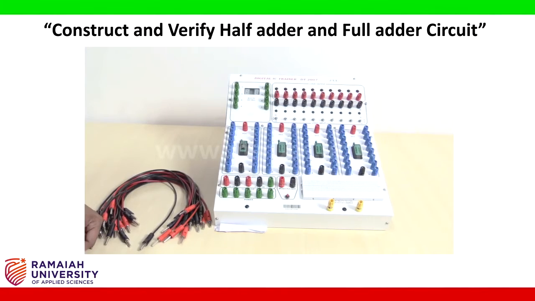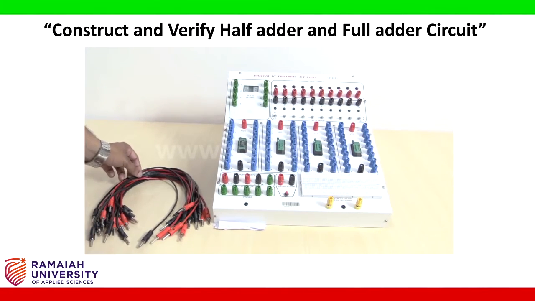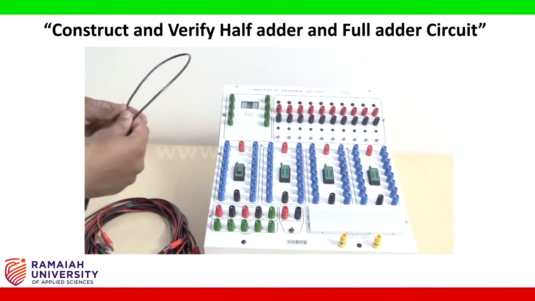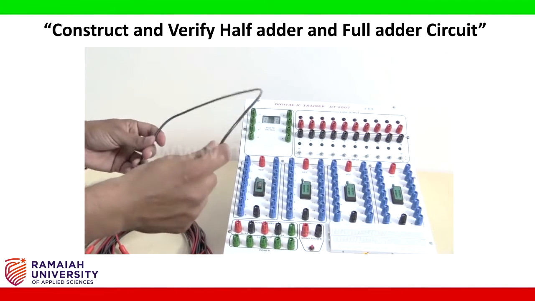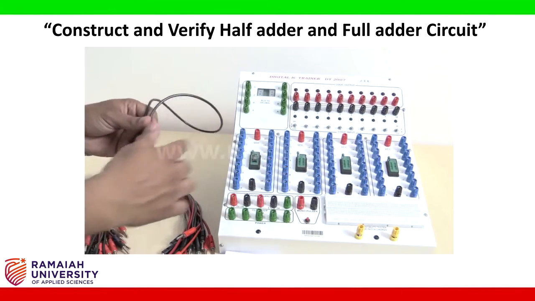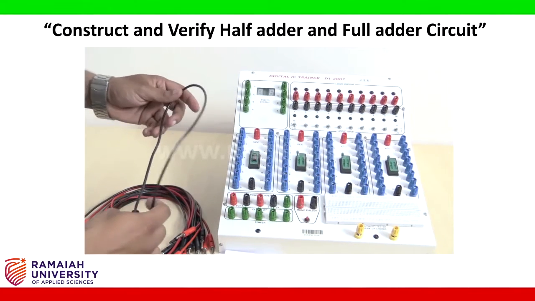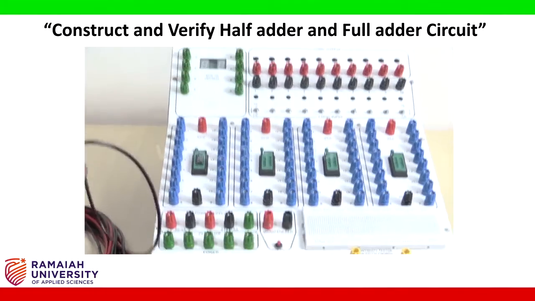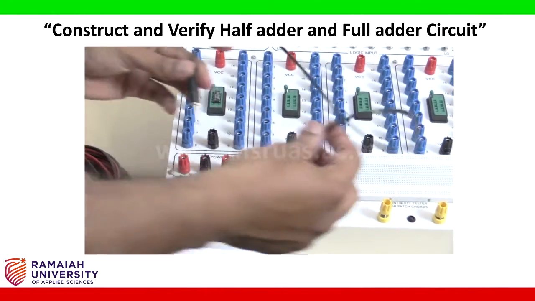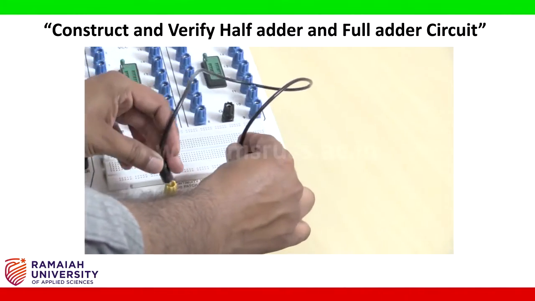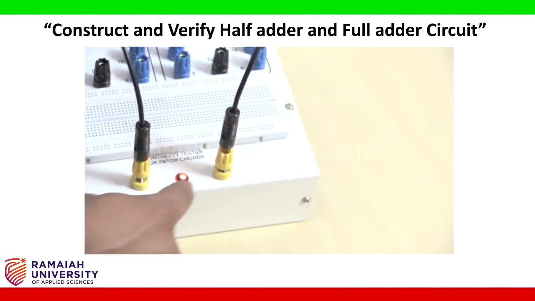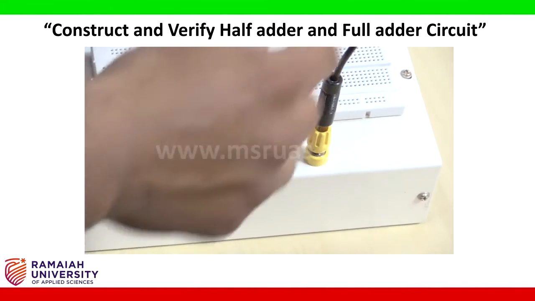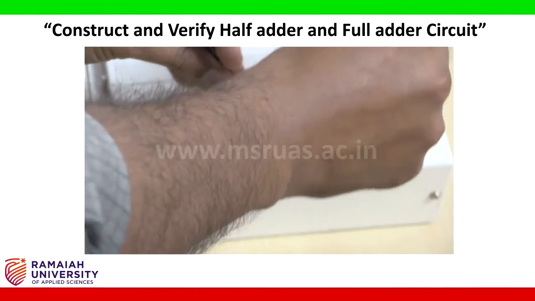Now, before connecting the patch cords into the IC base, check the conductivity of each patch cord by connecting these patch cords into the conductivity knobs. In order to do this, first switch on the power supply to the IC trainer kit, then place this patch cord into these conductivity knobs. If you get a beep sound along with this LED bulb on, that means the patch cord is working properly. Now remove this patch cord.